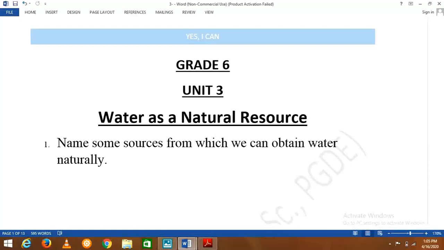First one, name some sources from which we can obtain water naturally. You know, there are several man-made structures from which we can obtain water, like wells, tanks, and reservoirs. Here we have to consider the term naturally. The natural ways of obtaining water are rain, springs, rivers, natural ponds, waterfalls, and streams.